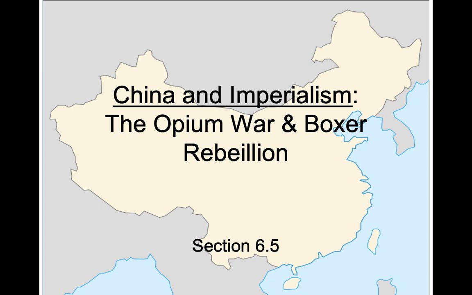At the same time that Europeans were competing to carve up and colonize Africa, and while the British were colonizing India, several European countries began to focus their efforts on controlling the trade relationship between the Chinese and Europeans. Their attempts to control and change this relationship are what ultimately caused the tensions that led to the Opium War and Boxer Rebellion.